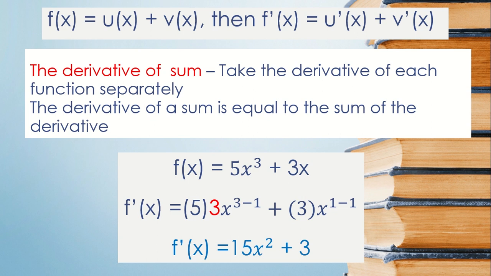3x is a function. It's a constant times a function. So, 3 times the derivative ng function. So, simplifying, 5 times 3 becomes 15. X, 3 minus 1 becomes x squared, plus 3. X raised to 1 minus 1 becomes 0. Any number or variable raised to 0, the answer is 1. Kaya, 3 times 1, the answer is 3. Therefore, our final answer is the derivative is 15x squared plus 3.